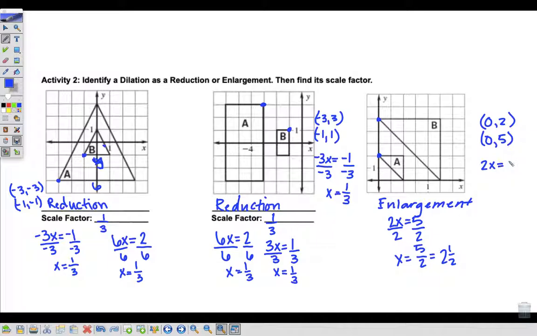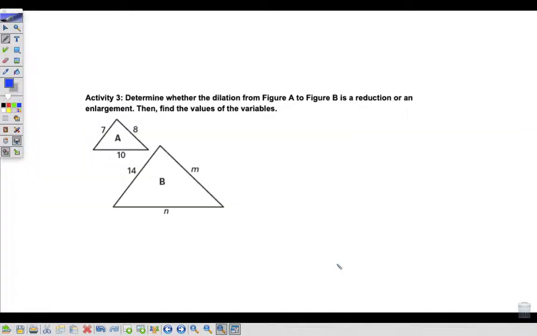So 2 times some value equals 5. So if I divide both by 2, then I still end up with my 5/2 there, or 2.5. So my scale factor on this one is 2.5. So it is okay to have fractions or decimals as your scale factor.